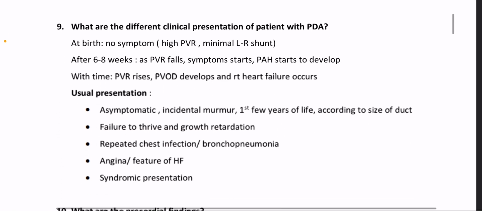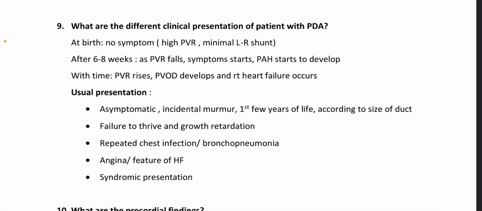Now, what are the different clinical presentations of a patient with PDA? At birth, no symptom because of high pulmonary vascular resistance, minimal left to right shunt. After 6 to 8 weeks, as pulmonary vascular resistance falls, symptoms start. Pulmonary arterial hypertension starts to develop. With time, PVR rises, pulmonary vascular obstructive disease develops, and right heart failure occurs.